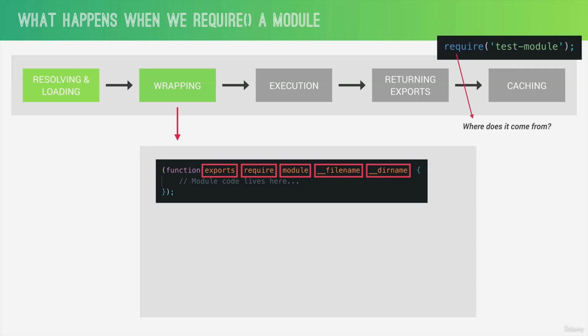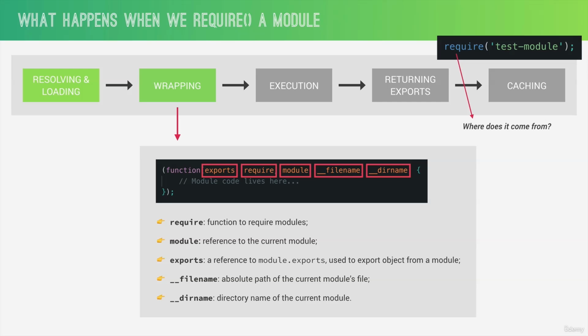Alright, so let's now take a quick look at each object that our module gets. First, the require function, which we already know about. Then there is a module object, which is just a reference to the current module, and which for us is most important when it comes to exporting data. The same applies to the exports object, which we're going to discuss in a moment. Finally, there are the convenience variables __filename and __dirname, which simply contain the absolute path to the current module's file, as well as the current directory name. And that is how the wrapping step of loading a module works.